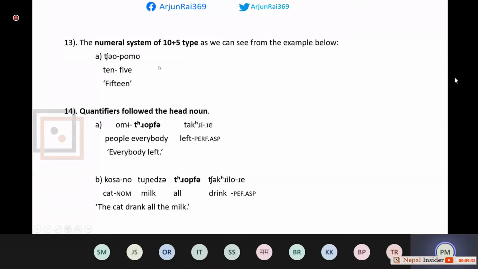And in Maola, the numeral system follows the type of 10 plus 2. So when we say 15, we say je pomo. Here je means 10 and pomo means 5. And the quantifier also follows the head noun. Here the quantifier is tofu, meaning everybody, where it follows the head noun, that is omui.